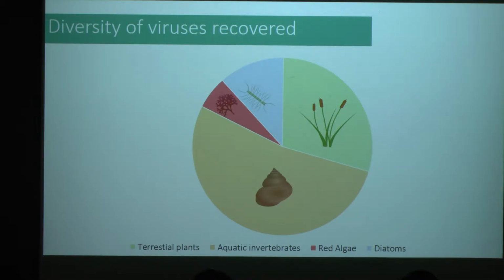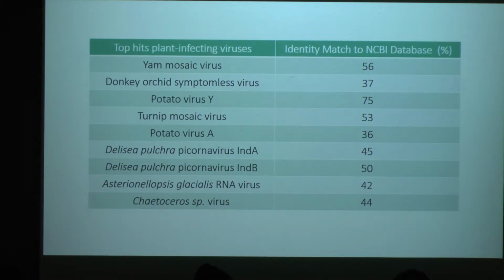Because I'm looking for viruses infecting plants, I'm just going to focus on the top portion, where viruses came back as red algae, infecting diatoms, and infecting terrestrial plants. And in the table, you have two columns. On the left, you have top hits of plant-infecting viruses, and on the right, you have the identity match to the database, or the Google Translate. For us, a good percentage of identity would be maybe 90 or above. But as you can see, these are low percentages.